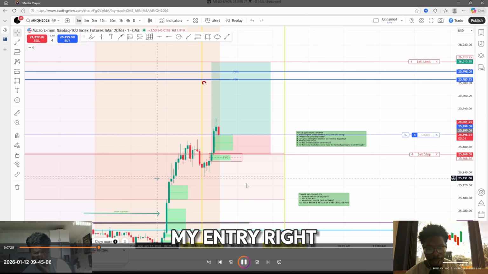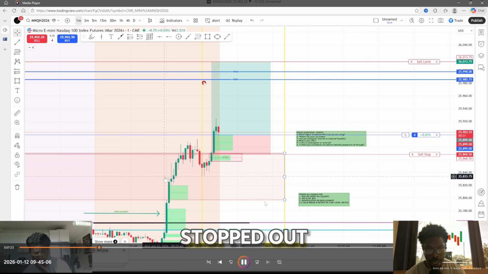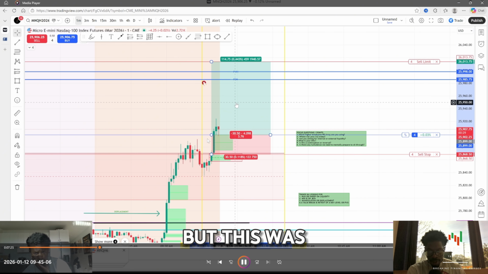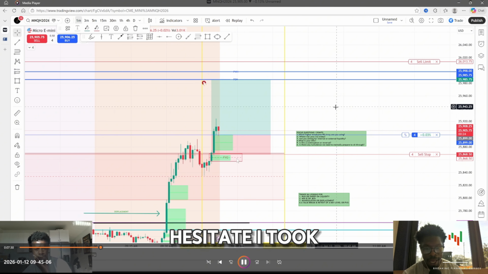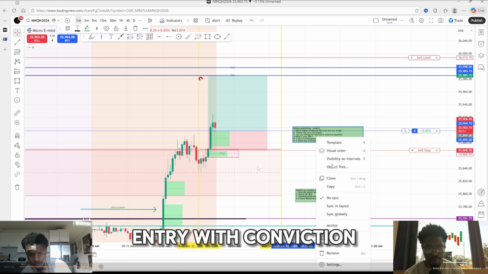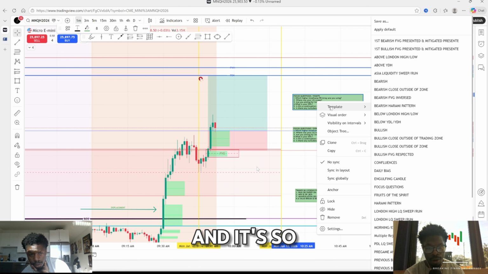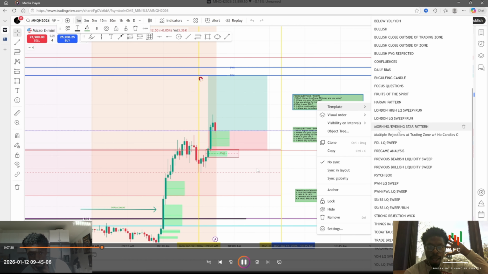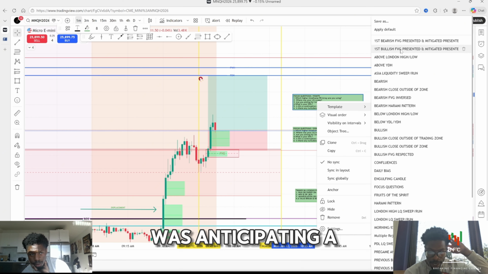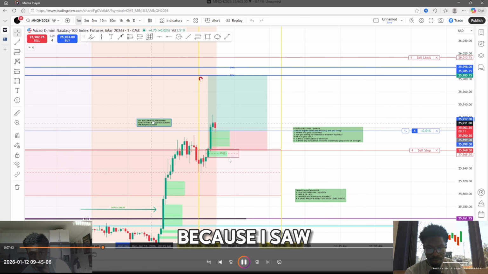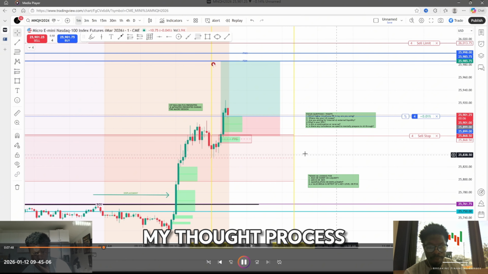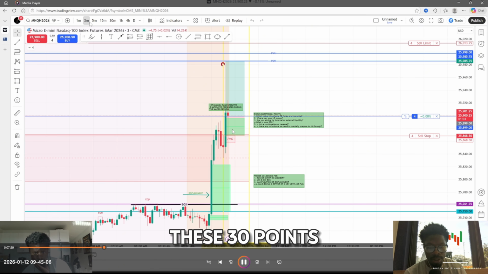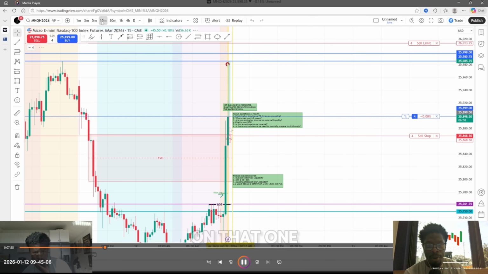I went ahead and got my entry right there, and we immediately do go get stopped out. But this was the first bullish fair value gap that was presented and mitigated. So I didn't hesitate. I took my entry with conviction and aggression, and it's such a beautiful sight for me to see. Now, I definitely was anticipating a loss because I saw that we had 2 fair value gaps stacked against each other. My thought process was that this 30 points stop loss is going to cover the full amount of this bullish fair value gap on that 1 minute.